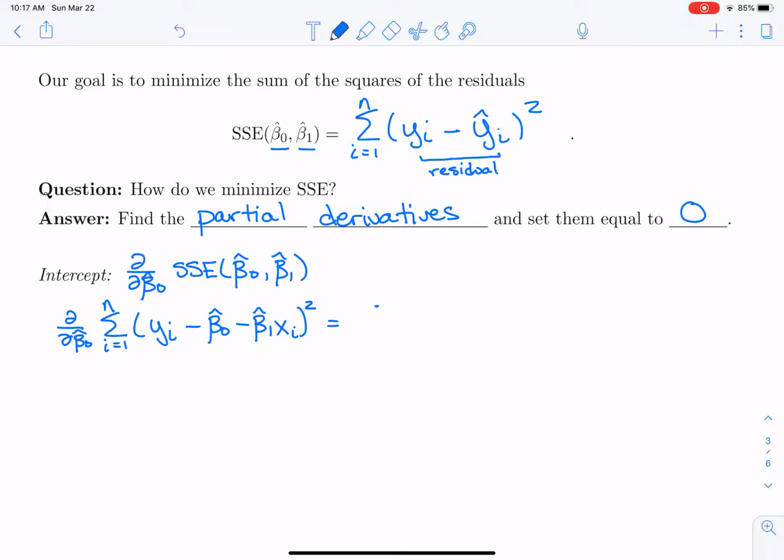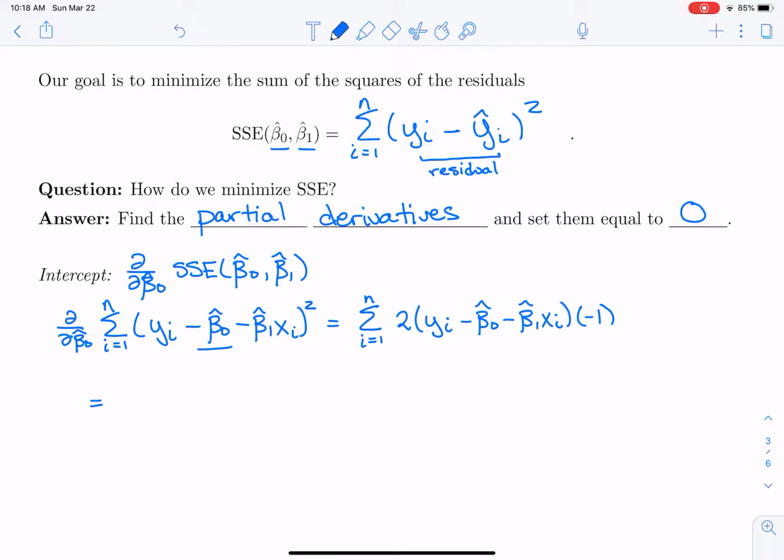So we want to take the derivative of that function. The derivative of the sum is, of course, the sum of the derivatives, so I'll just take the derivative inside the sum. I've got the derivative of a big quantity squared, so that's 2 times that quantity. And then using the chain rule, I just need to take the derivative of the inside with respect to beta 0. The only thing that depends on beta 0 is this term right here, and so the derivative of the inside is a minus 1. So the derivative actually isn't too bad.